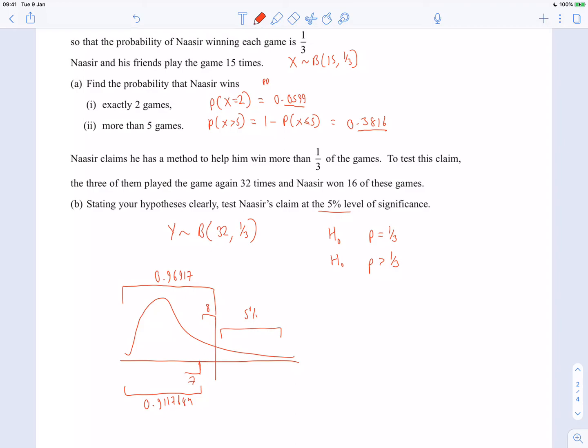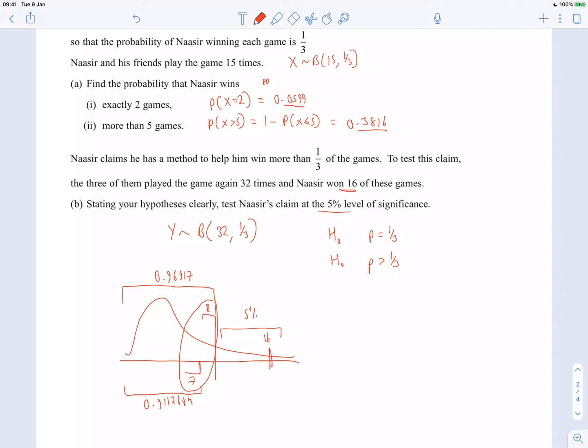So Nazir claims he has a method to help him win more than 1/3 of games. Test his claim. 3 of them played the game. Stating hypotheses clearly, test. Okay, so it doesn't actually say which one. What we can do, actually, is we can just see where that 16 lies. Well, put it this way. Whether you want to argue whether it's 8 or 7, 16 is way out here.